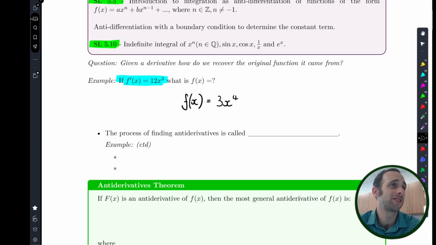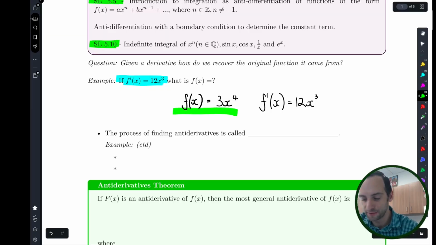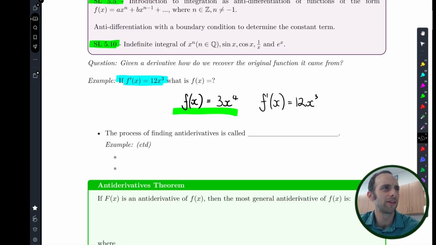And you can test this by simply taking the derivative. If you take the derivative of this function using your simple power rule, it's pretty easy to see you get out 12x cubed, meaning this f of x was the original function that gave that derivative. We just kind of trialed and errored our way through that, but essentially we've performed our first piece of integration here. Integration is just the name of the process that finds antiderivatives.